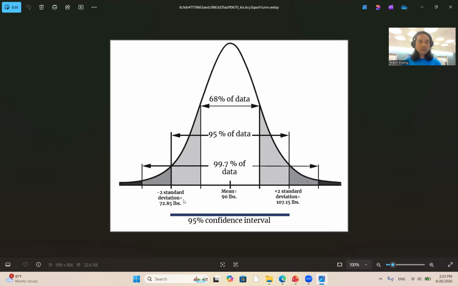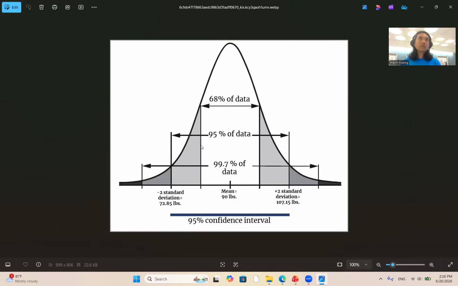Over here, they give you two standard deviations as 72.85, and you know the mean is 90, so you can figure out one standard deviation by calculating the difference between 72.85 and 90, and dividing it by 2. That gives you one standard deviation.